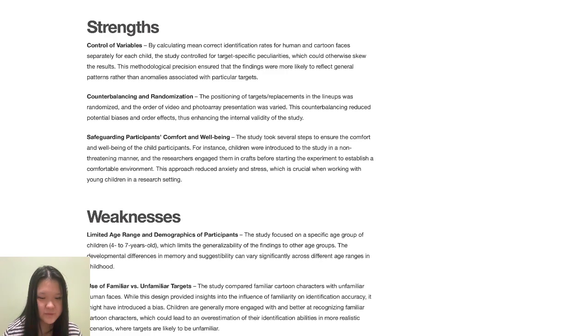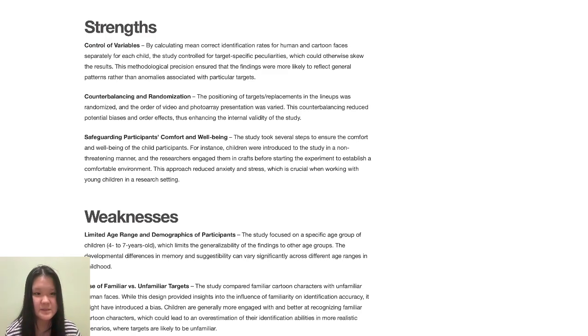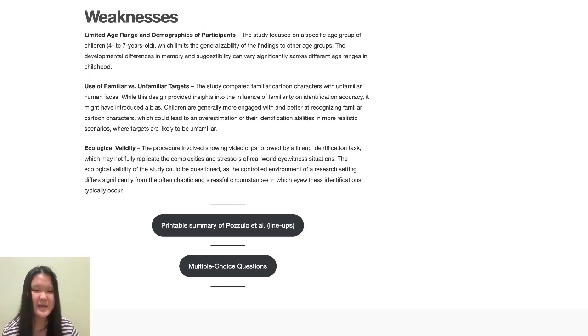So when we're talking about this, we're talking about the child participants. For counterbalancing and randomization, what we are talking about is the positioning of targets or replacements in the lineup. So it was randomized, and the order of the video and photo array presentation was varied. This counterbalancing reduced potential bias and order effect, therefore enhancing the internal validity of the study. Do you understand what all of that means? Yeah. Okay, so how about the weaknesses?